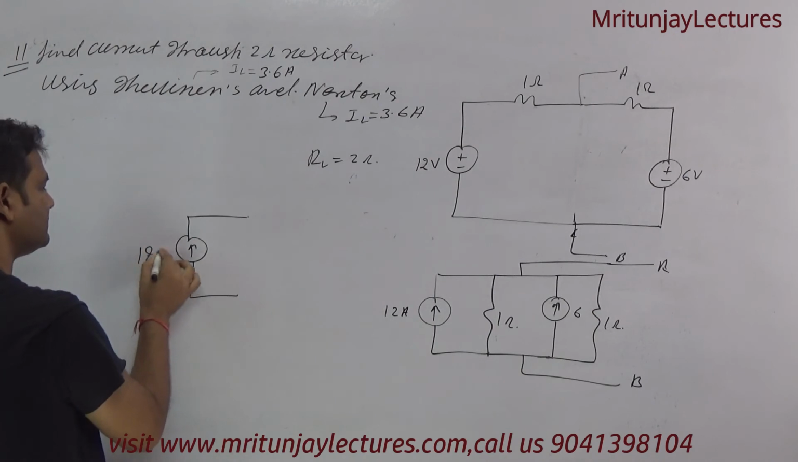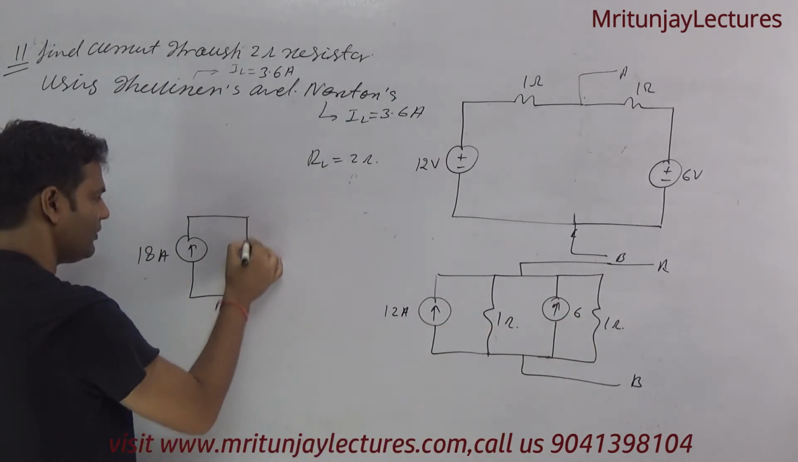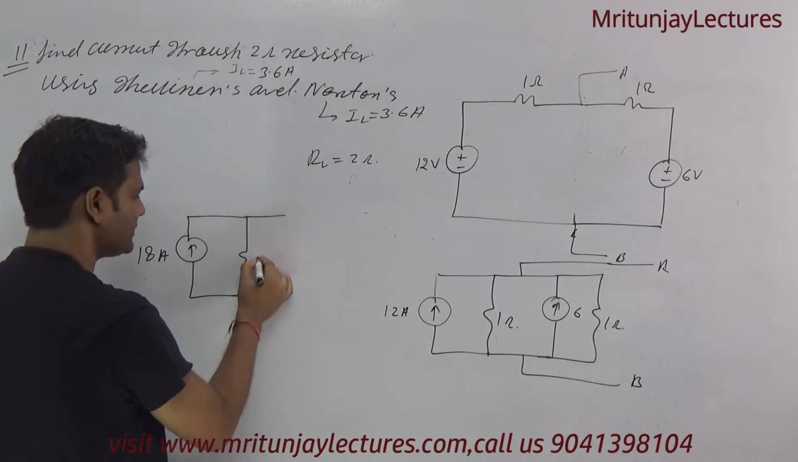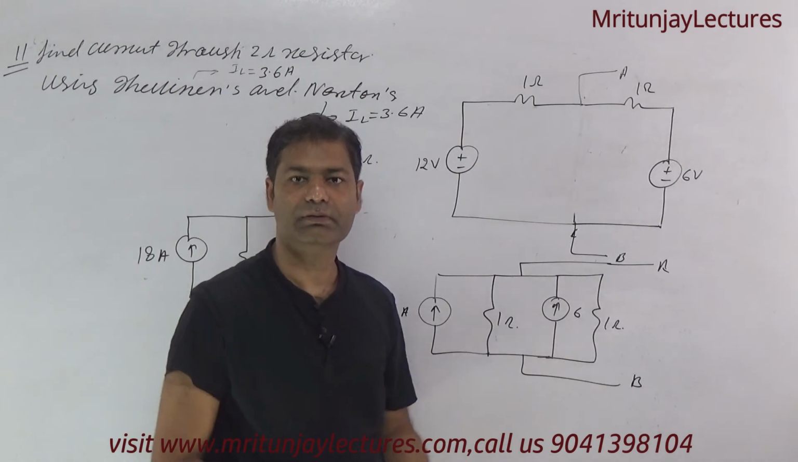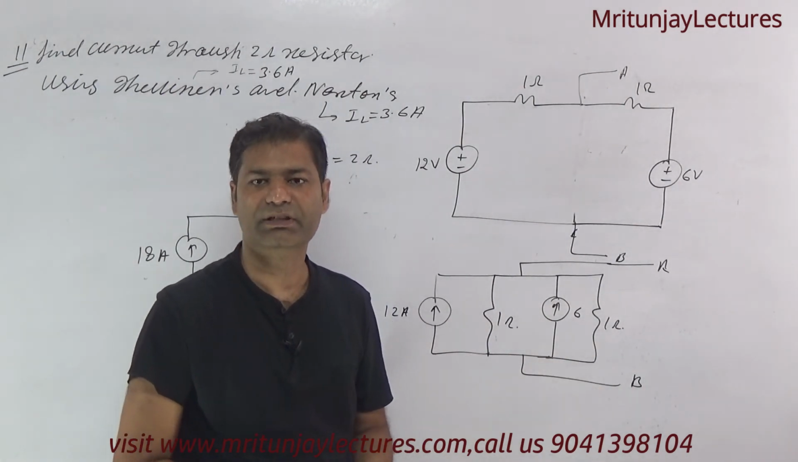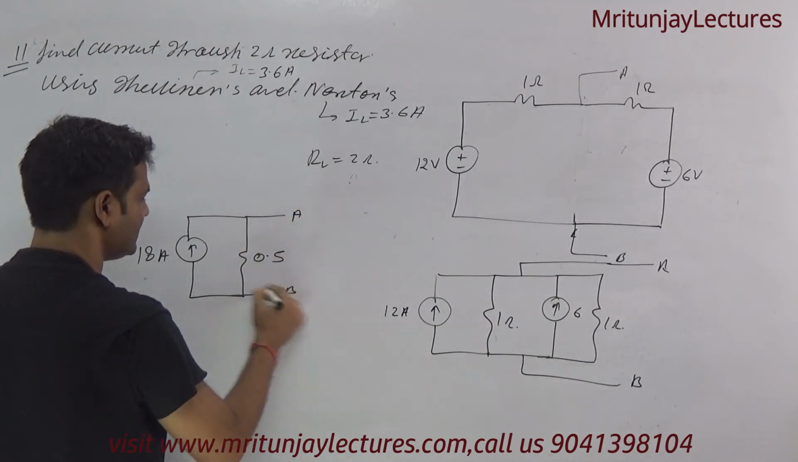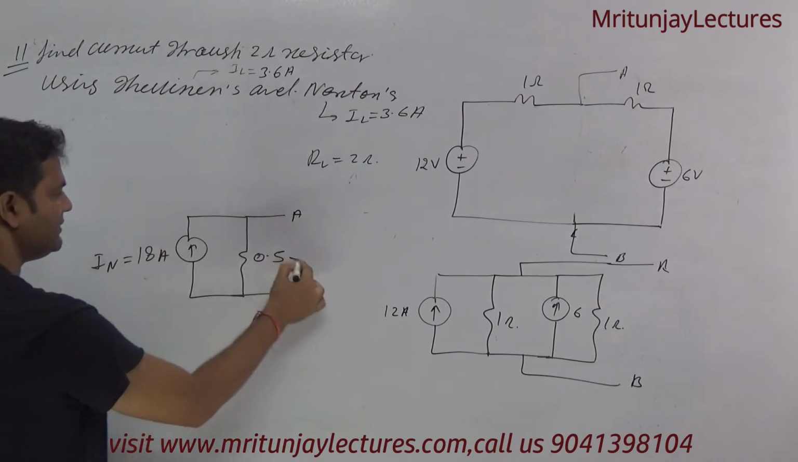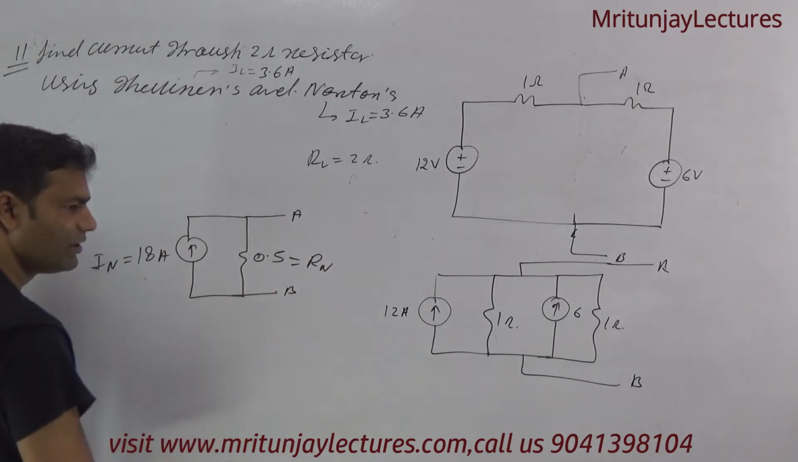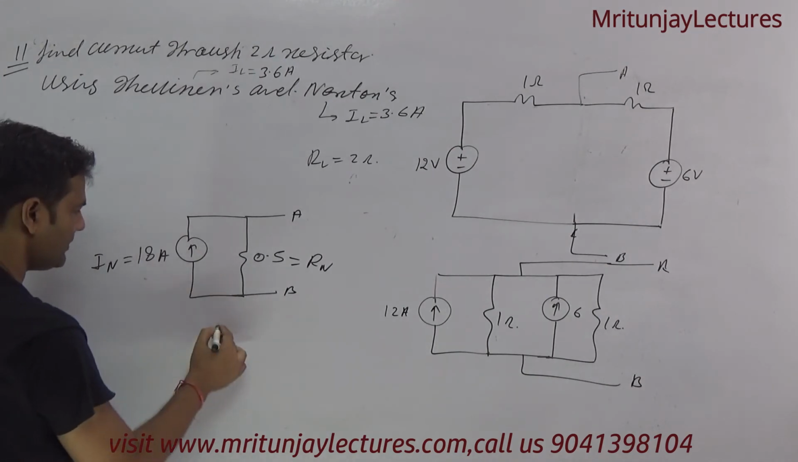18 ampere, and these two are parallel, 1 and 1. If these are parallel, then we get 1 times 1 divided by 1 plus 1, that is 0.5. Okay, that is A and that is B. Actually represented, that is IN and this one is RN. If you convert into VTH and RTH, then multiply.